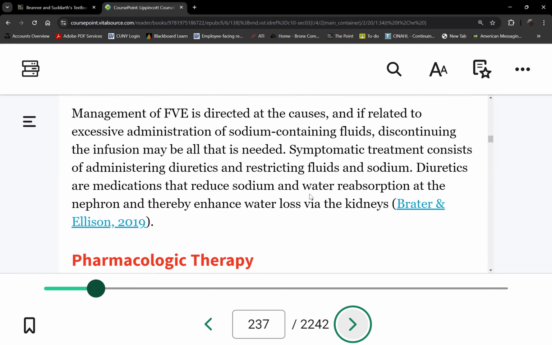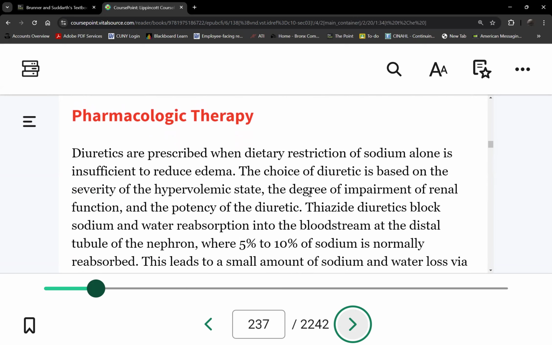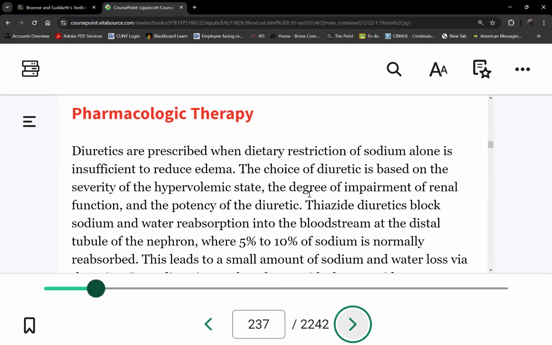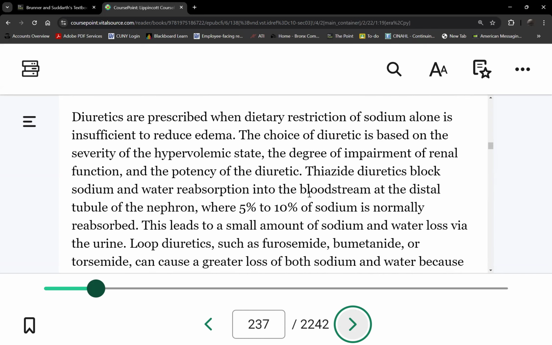So fluid restriction, and then drugs. So you mentioned diuretics. Okay, so what type of diuretic? Again, depending on what was the nature of the problem. How did the patient end up in fluid overload? Doctor makes the decision, chooses the appropriate diuretics, and how much of it to give, how often.